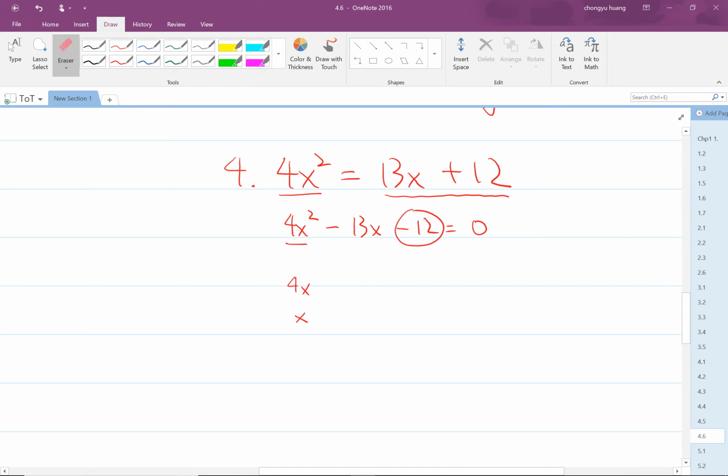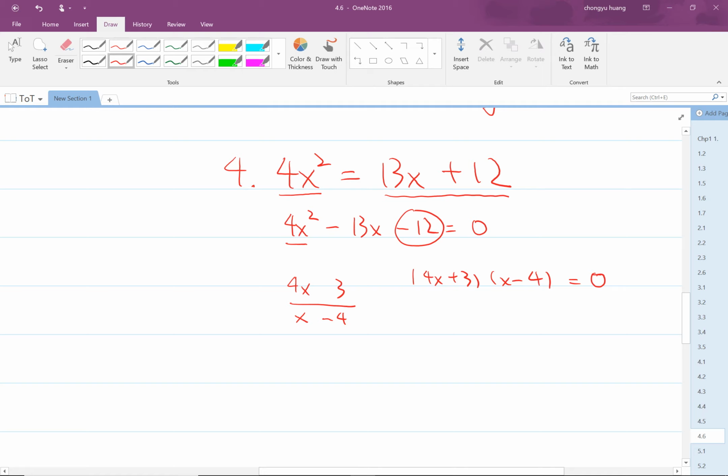So the right combination here should be something like this. Let's check it again. Yeah, now this is working. So we found the right combination. Let me write it a little more clearly. This is the combination that we have.